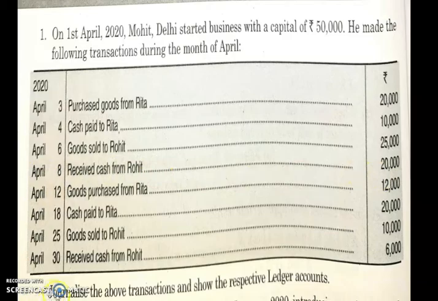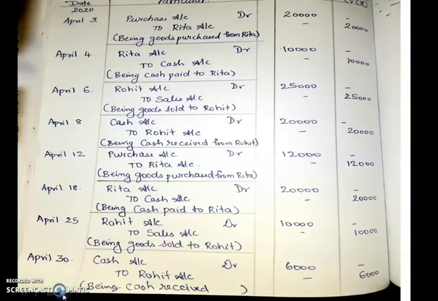Next entry is on April 8, received cash from Rohit 20,000. So you receive the cash. So cash increases. So what is the entry? Cash account debited to Rohit account 20,000. Being cash received from Rohit. April 12.